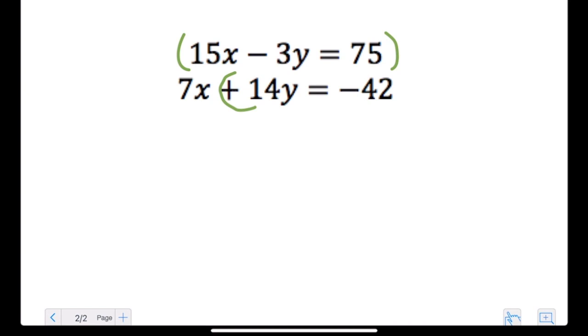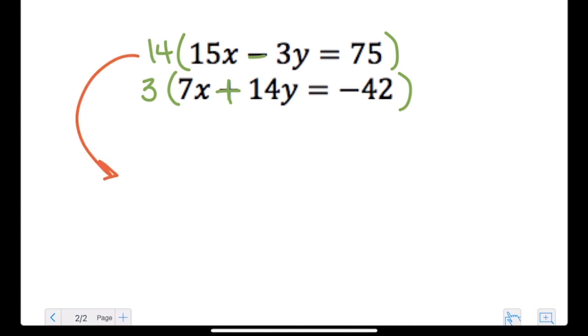Here's what I decided. I decided that I was going to eliminate my y variables. You can choose to eliminate your x's instead if you want to. Either one is fine. But a way to get your coefficients to match is by multiplying the top equation by the coefficient of the bottom one, and then the bottom equation by the coefficient of the top one. Now, notice they've already got opposite signs, so I'm not going to multiply by a negative 3 or a negative 14. I'm just going to keep them both positive.